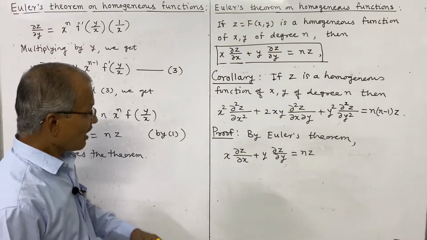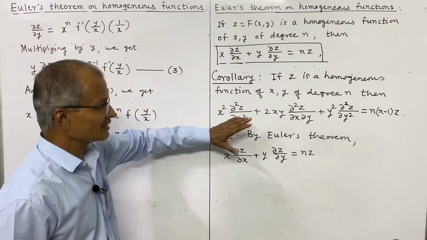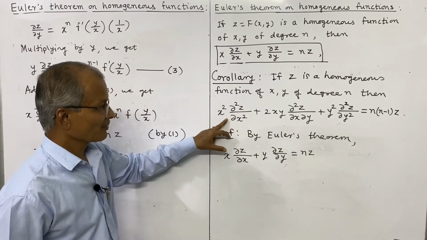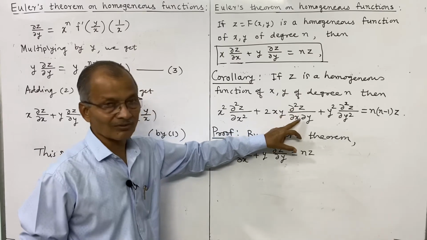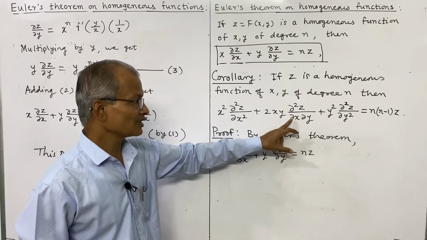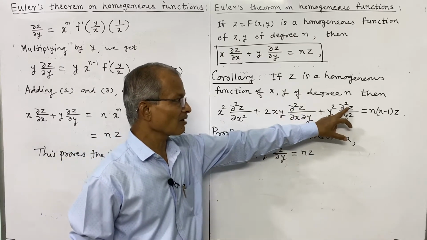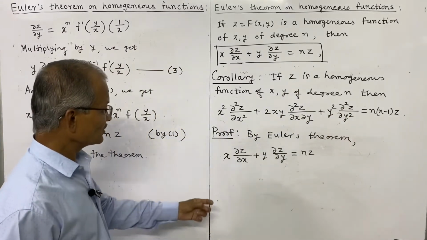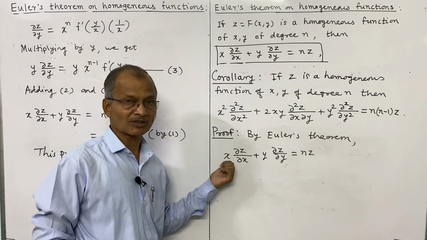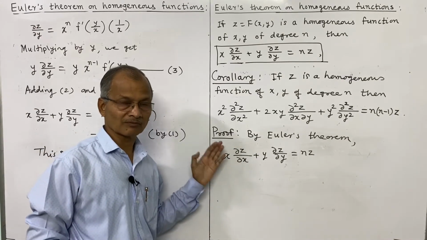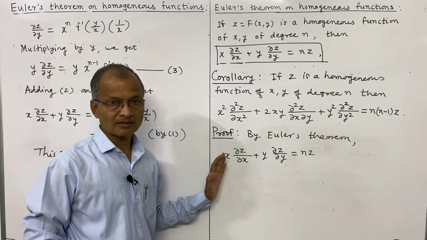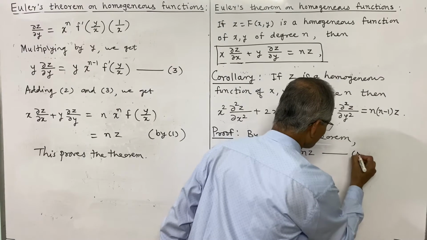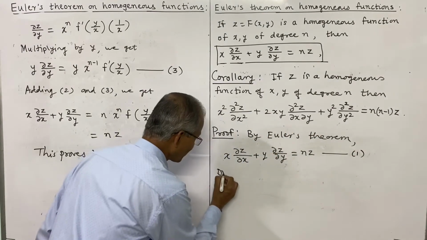And now from this result, to get this result, observe the derivatives in this result. This is a second order derivative, this is also a second order derivative of z, mixed with respect to x and y, and this is the second order derivative of z with respect to y. Therefore we shall differentiate this partially, first with respect to x, and then secondly with respect to y.